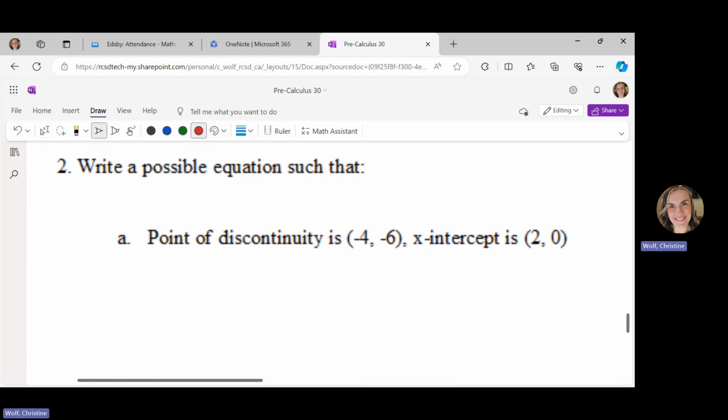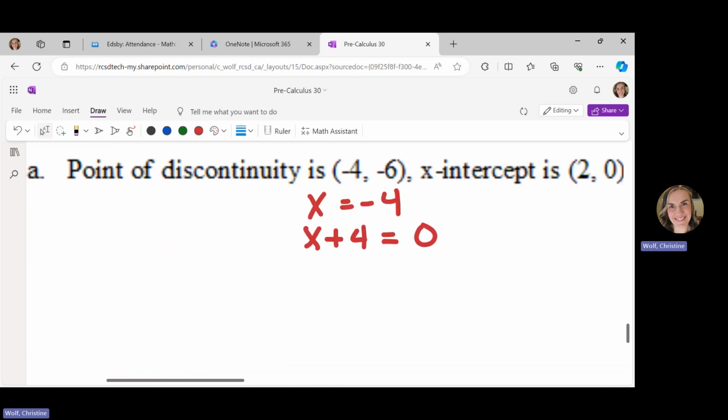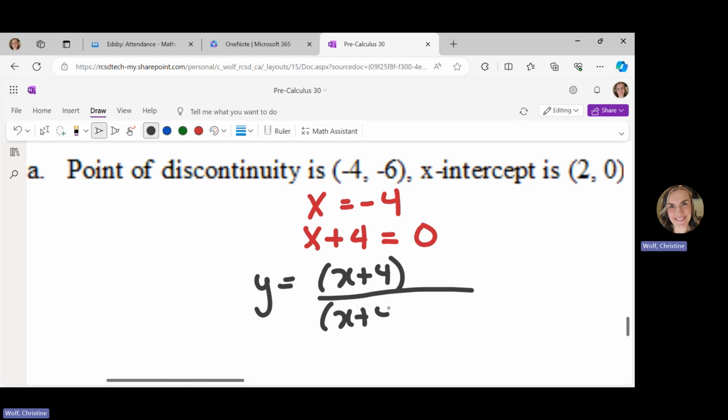So if I have a point of discontinuity at -4, it's telling me x is -4. So that means at one time, though, it was x plus 4. Understood? That's the factor I crossed off. That's how we get points of discontinuity. It's whatever factor we crossed off. So that means if I cross that guy off, I know that my original equation had an x plus 4 up top and the bottom, because it's what I crossed off. There has to be one top and bottom.